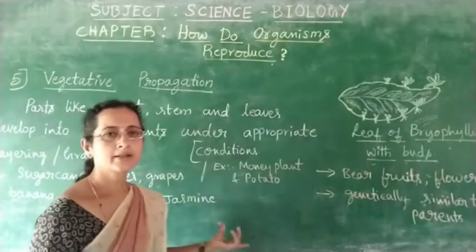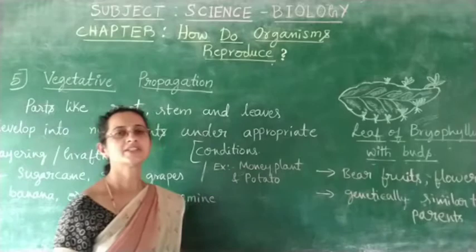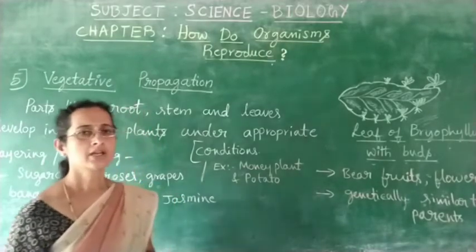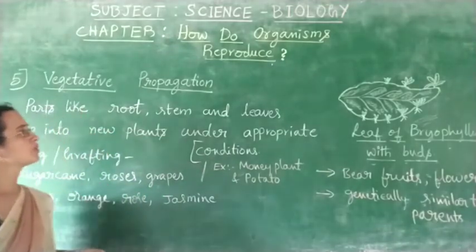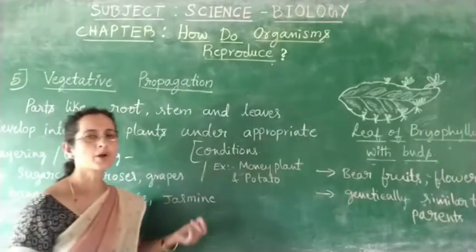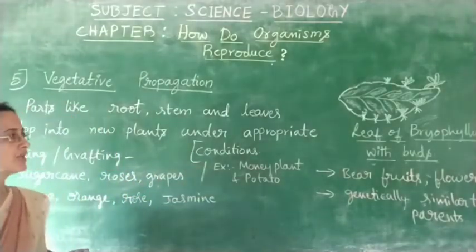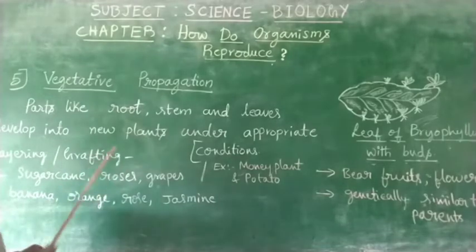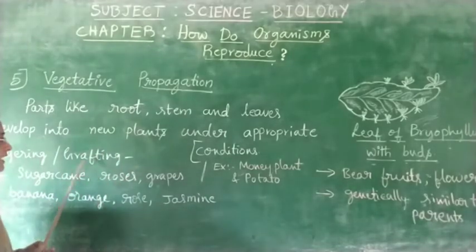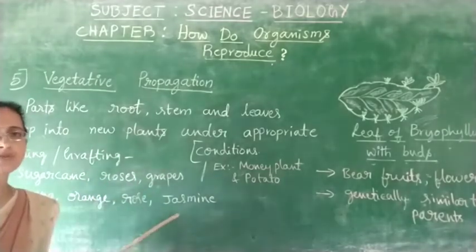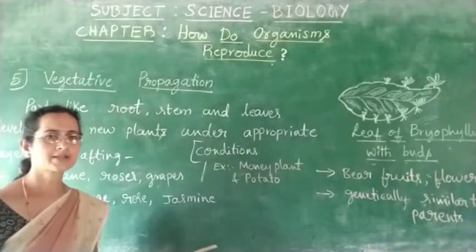You can see another asexual method of reproduction called vegetative propagation. Here this is seen in plants. The parts of the plants like stem, root or leaves develop into new plants under appropriate conditions. Here we are seeing some examples like sugarcane, roses, grapes, where certain methods of vegetative propagation like layering and grafting can be done, and these plants can be developed for various agricultural purposes.